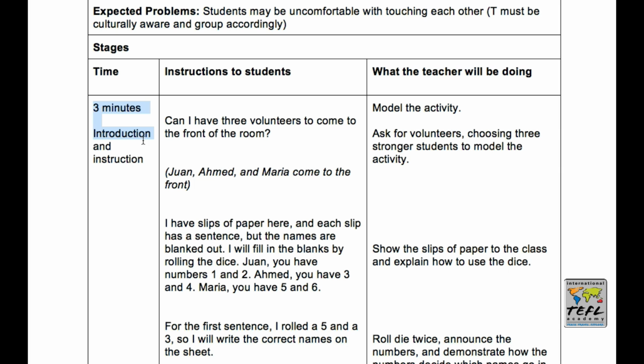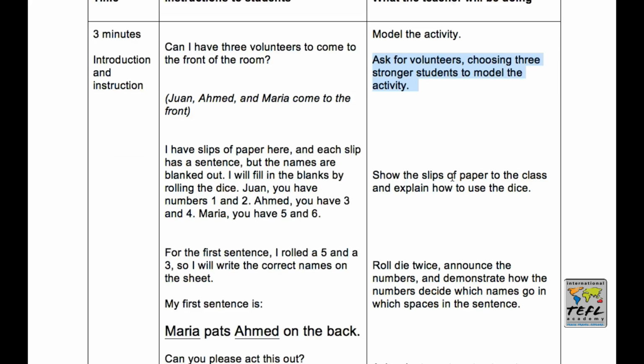The first stage here is 3 minutes long. It's the introduction and instruction. I'm going to focus on what the teacher will be doing very briefly. I'm going to model the activity. I think that's important for all of our activities, but it's doubly important for kinesthetic activities for the learners to get a visual of what you want them to actually do. So we're going to ask for volunteers, choosing 3 stronger students.